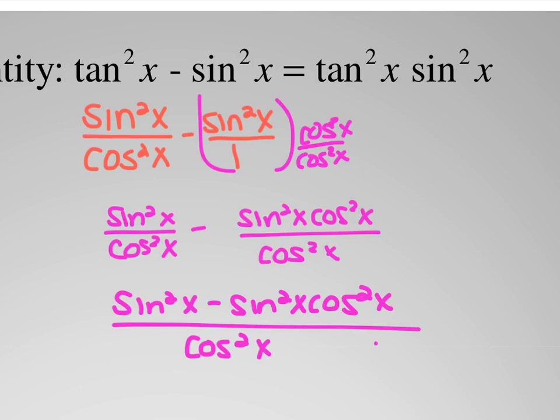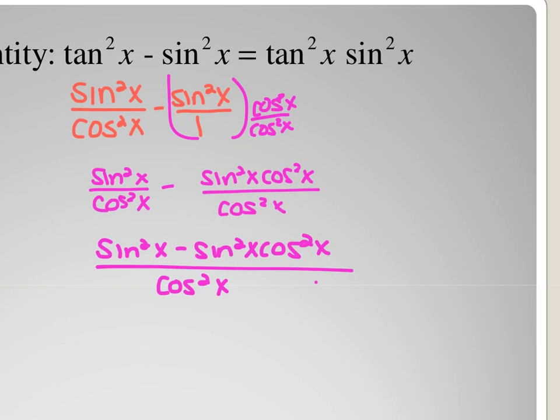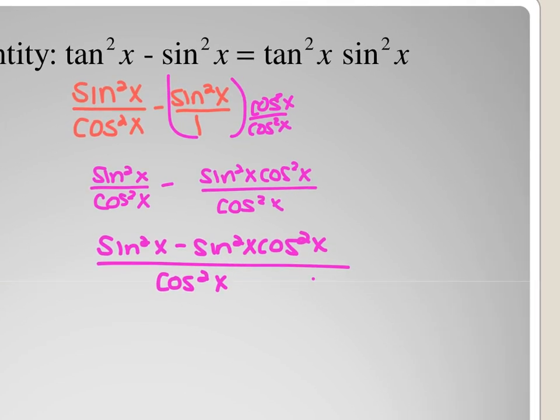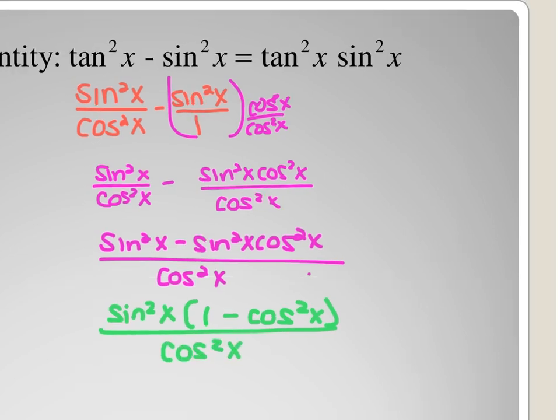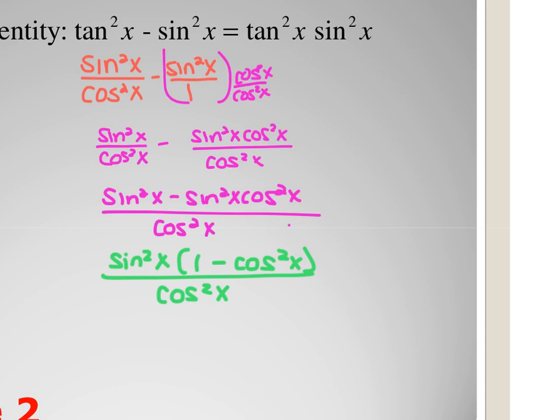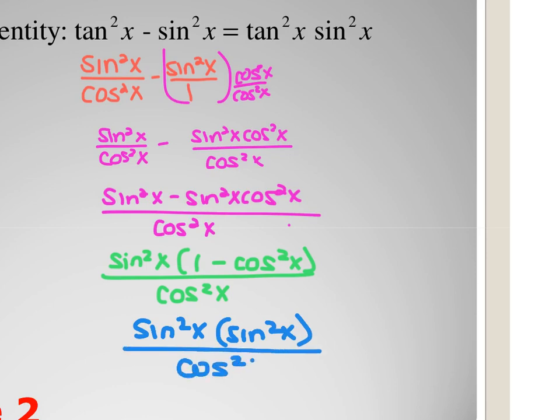Now what? What can I do with my numerator? Factor out the sine squared x. So sine squared x comes out. 1 minus cosine squared x. What's 1 minus cosine squared x? Sine squared x. So I have sine squared x times sine squared x all over cosine squared x.